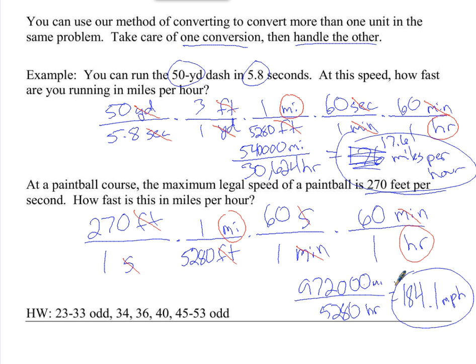So that paintball is going way faster than 50 miles an hour. It's going 184 miles an hour if it's going 270 feet per second at the range. Okay? So that's how you do unit conversions. It's done the same way no matter what the problem is. You just got to identify where to start and then figure out how to get units to cancel as you go so that in the end you wind up with the units that you were looking for.